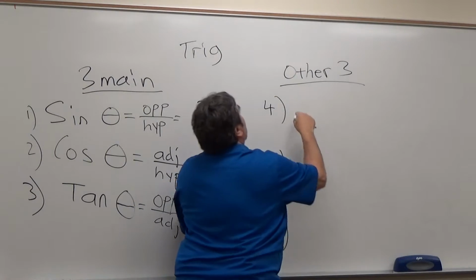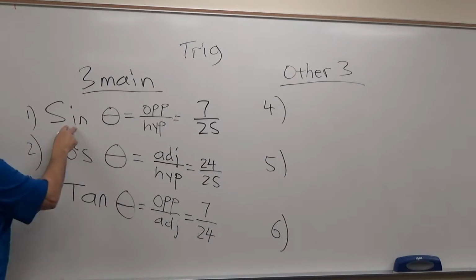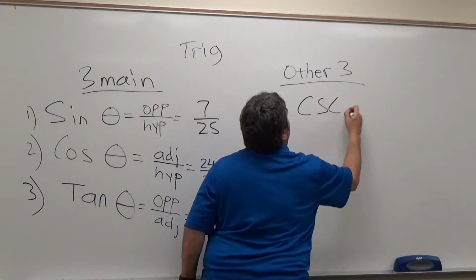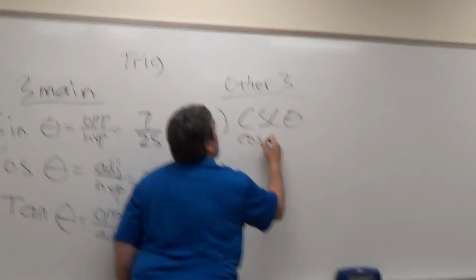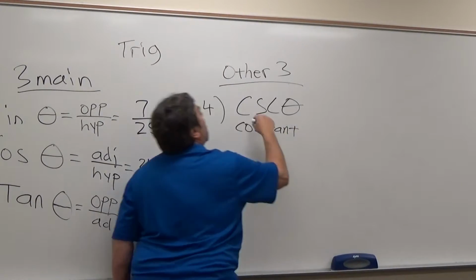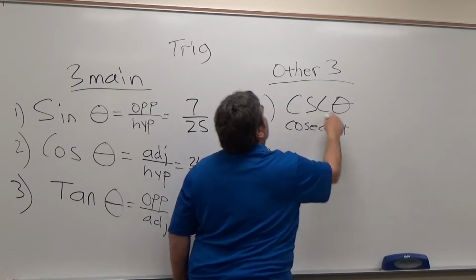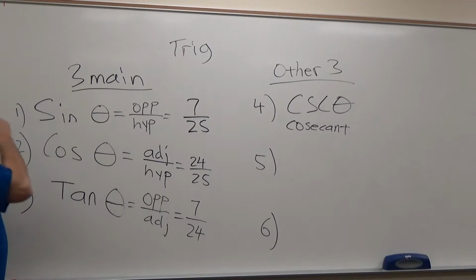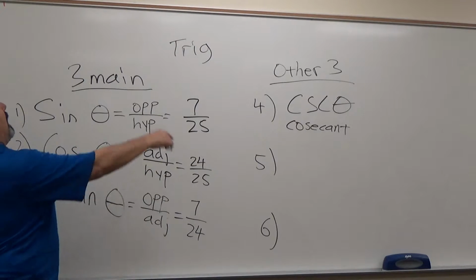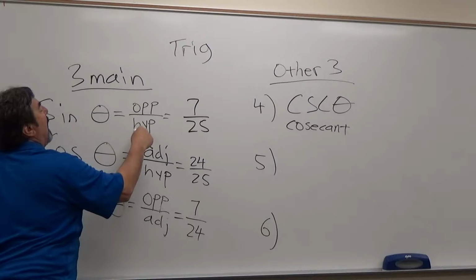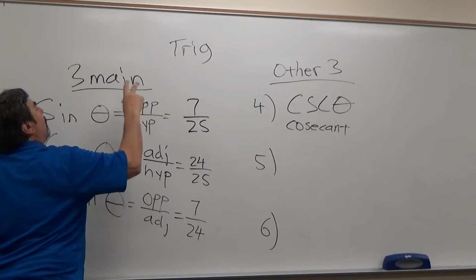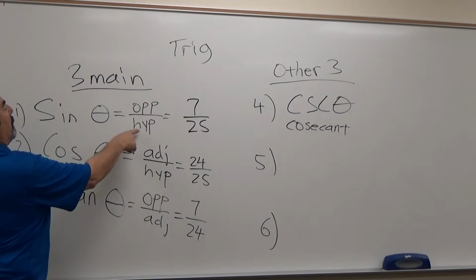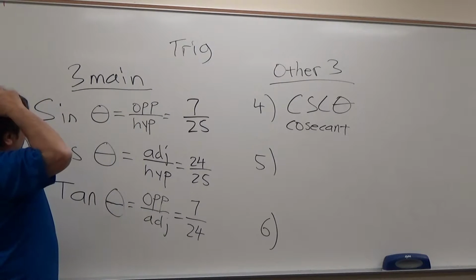Okay, the reciprocal of the sine function will be the cosecant function. And it's abbreviated CSC of theta. So the cosecant of theta is the reciprocal of the sine of theta. So if we know that the sine is opposite over the hypotenuse, what then is the reciprocal or the cosecant going to be? What's the reciprocal of this definition? The hypotenuse over the opposite.